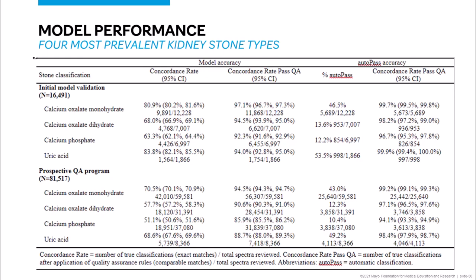The percent auto pass is a subcategory of results that we made that included stone interpretations where our algorithm had a very high predictive probability of being correct. As you can see in this subcategory, the concordance rate past QA in both the validation phase and our quality assurance phase were very high.